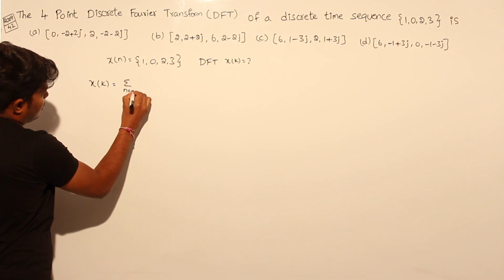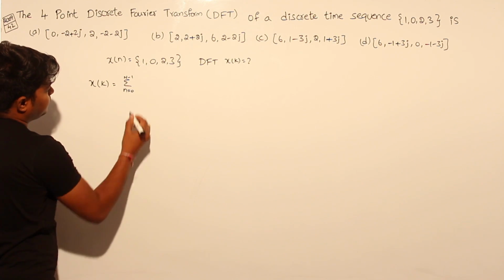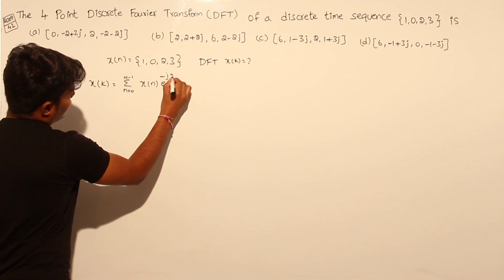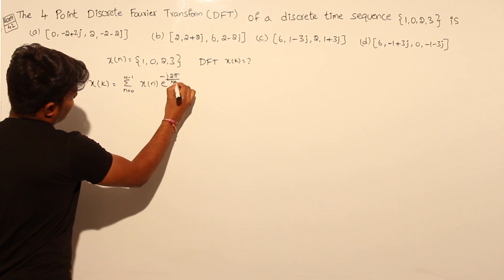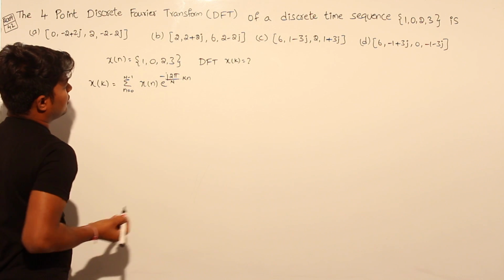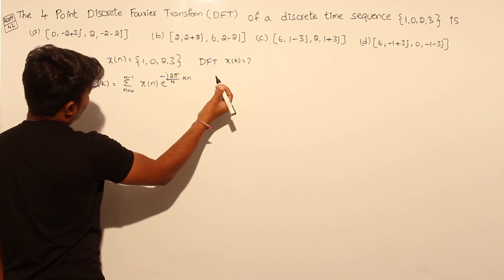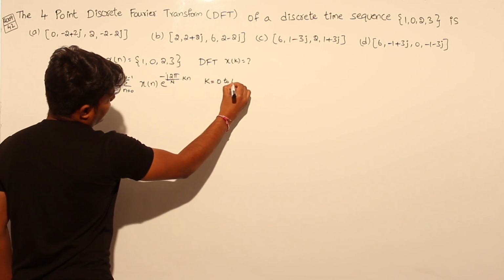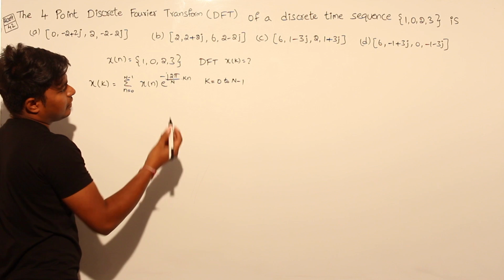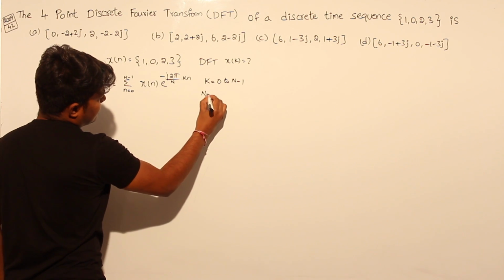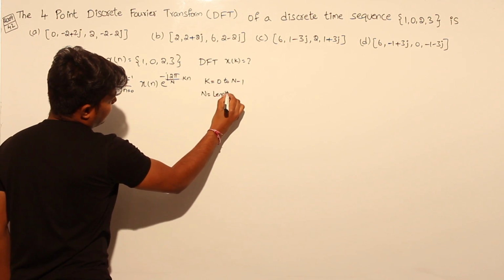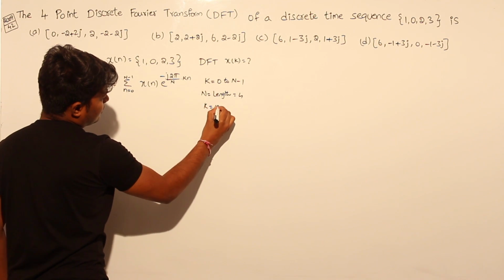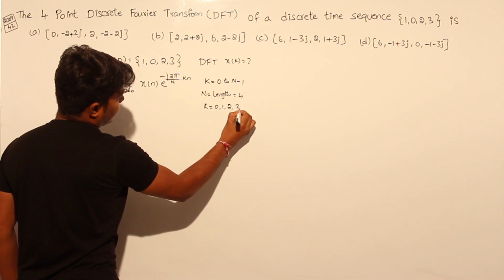summation n equal to 0 to capital N minus 1 x of n e power minus j 2 pi by capital N into k into n. Where k ranges from 0 to N minus 1, where capital N is the length of the sequence. Here we have length equal to 4, capital N equal to 4. So k ranges from 0, 1, 2 and 3.